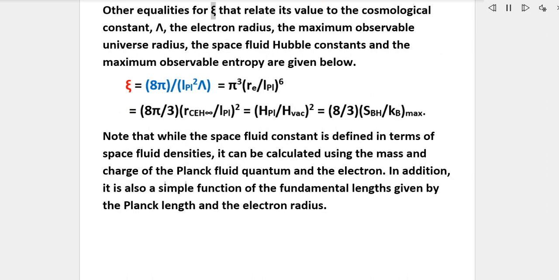other equalities for psi that relate its value to the cosmological constant, lambda, the electron radius, the maximum observable universe radius, the space fluid Hubble constants, and the maximum observable entropy are given below. Note that while the space fluid constant is defined in terms of space fluid densities, it can be calculated using the mass and charge of the Planck fluid quantum and the electron.